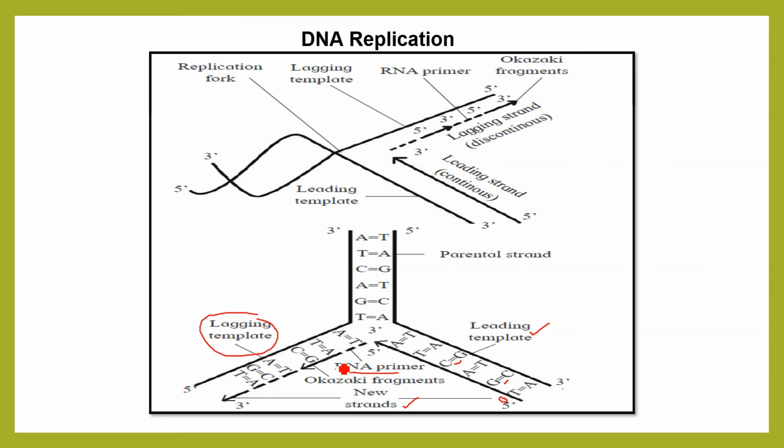That is, this is 5 prime to 3 prime, this is 5 prime to 3 prime, this is 5 prime to 3 prime. And this fragment is called the Okazaki fragment, since they are being synthesized part by part. That's why they are called Okazaki fragments, after the scientist who discovered them. Since here the formation is taking place very fast, it is called the leading template, and here the synthesis is taking place slowly, that's why it is called the lagging template.